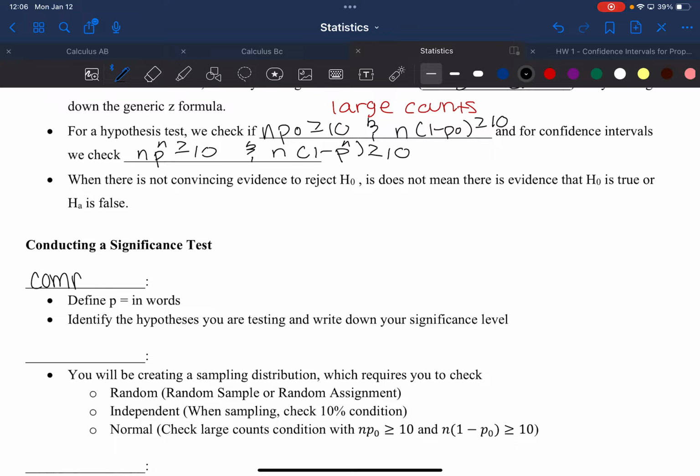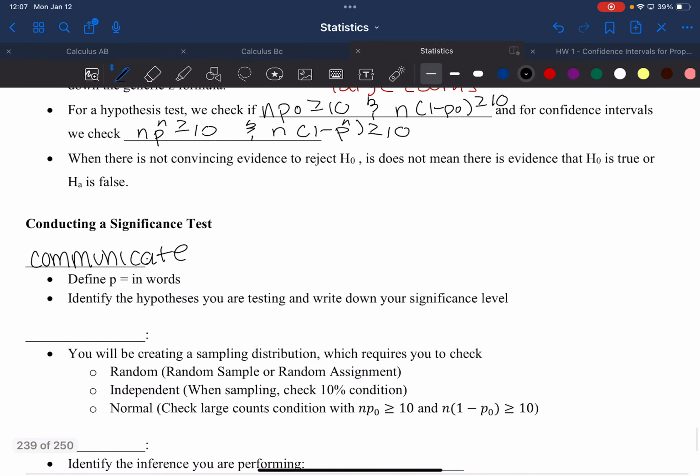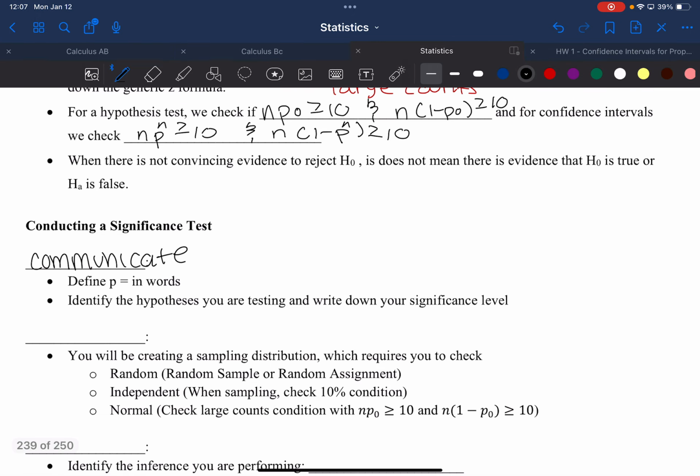Communicate. So when we communicate, we're going to make sure we define p in words. So it's always going to be part of our problem. It's always going to be p is the proportion of whatever the problem is about. Then we're going to identify the hypotheses and then write down your significance level. Okay, what is the variable for significance level? Not a, but we call it alpha.